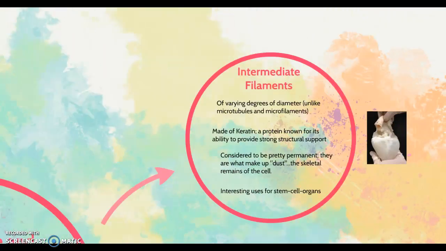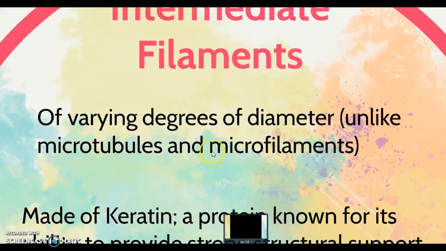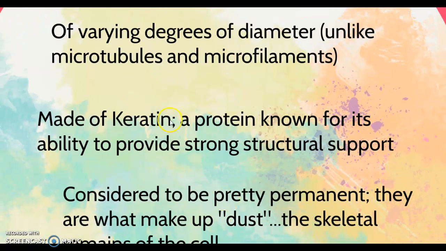All right. And then the final group is intermediate filaments. These are all kinds of different degrees of diameter. Basically, we've clumped the whole rest of everything else into this group. One thing that they usually use as a standby is that they say that they have to be made out of keratin. And keratin is what makes up your fingernails and your hair. It's a protein found in there.